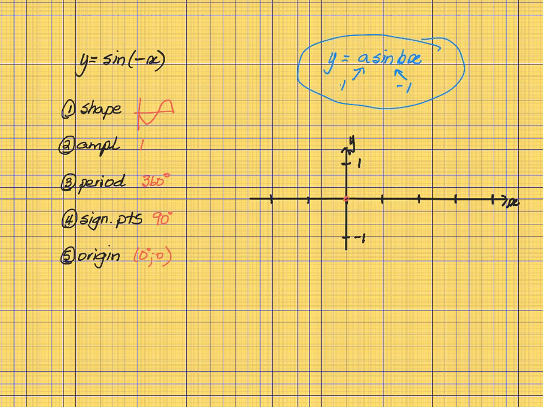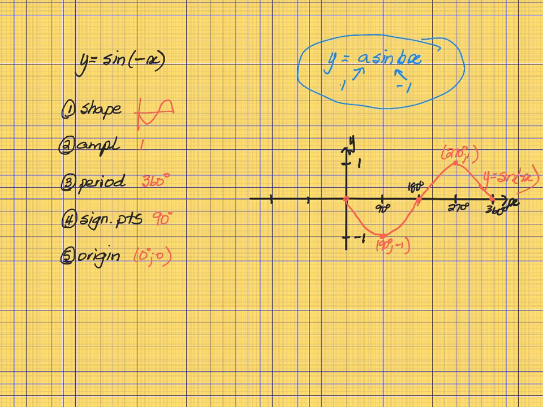So let's draw that. Here we go. Let's do our labels here. 90 degrees, 180 degrees, 270 degrees, 360 degrees. And then your turning points. 90 degrees and -1, and 270 degrees and 1, and you label your curve. y is equal to the sine of -x.